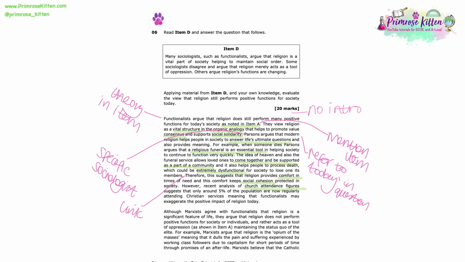Then we've got that classic word, however, to show the examiner that we are now critiquing our specific point here, and we are actually suggesting that if we look at Christian church attendance figures, only 5% of the population are regularly attending, and that means how can religion still be performing all of these positive functions if people aren't going to church? And I would recommend learning that sentence around church attendance figures and applying it in as many essays as you possibly can where you are trying to discuss the significance, the importance, the relevance of religion in today's society.